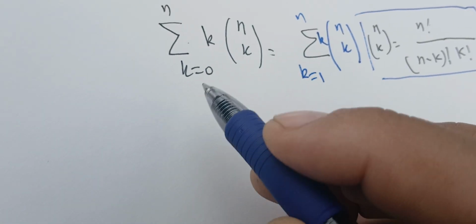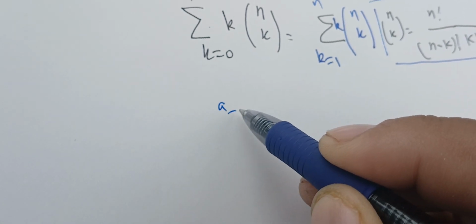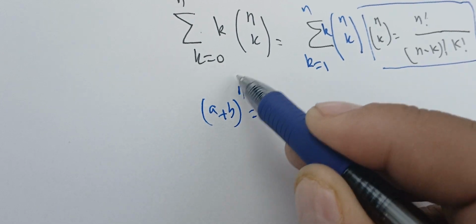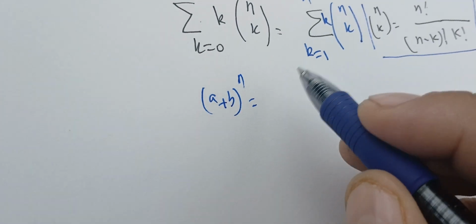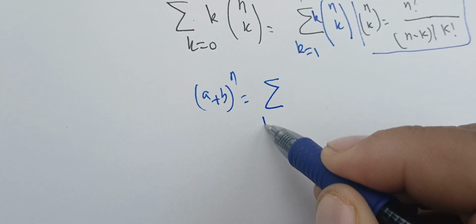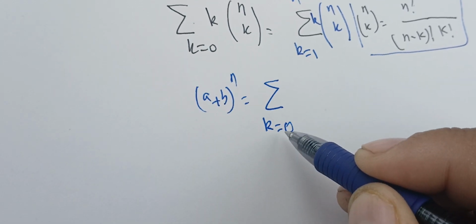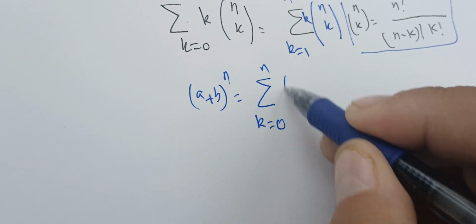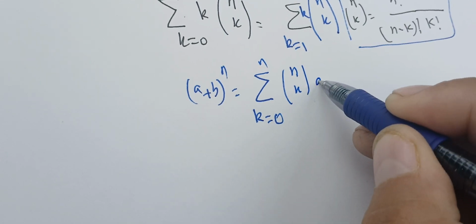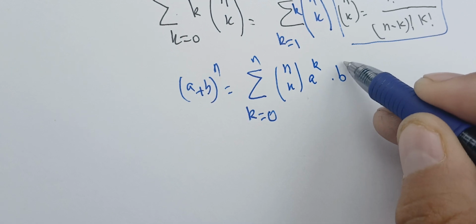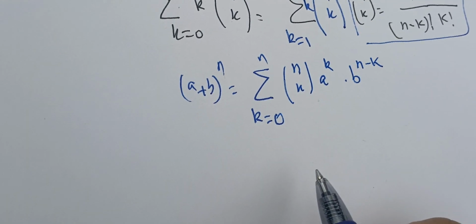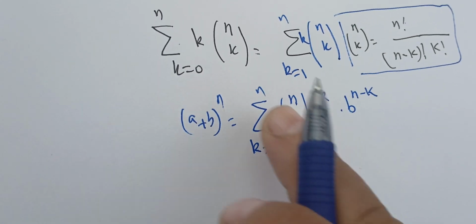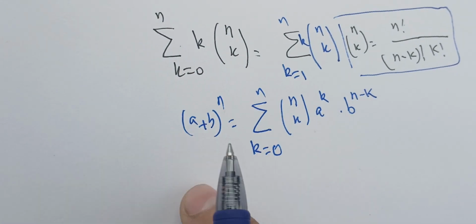Now, remembering that if we have two numbers a and b, then a plus b to the power n, with n a positive integer, is Newton's binomial, and can be written as the sum of k going from 0 to n of n choose k times a to the power k times b to the power n minus k. We're going to use this one to find our sum.